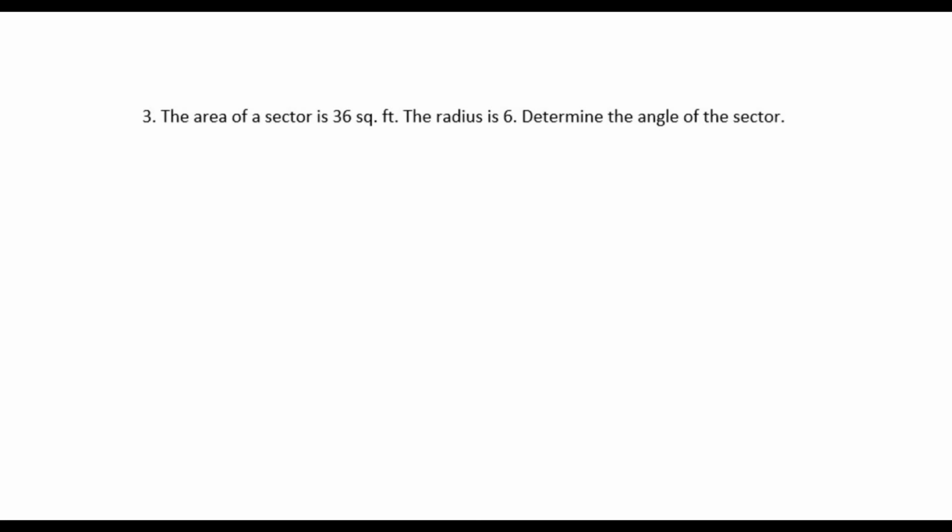Problem 3, the area of a sector is 36 square feet. The radius is 6. That should say 6 feet. Determine the angle of the sector. I always like to write down my formula every time I'm using that. On this problem, I know what the area is. It is 36. And I know what the radius is. It's 6 feet.